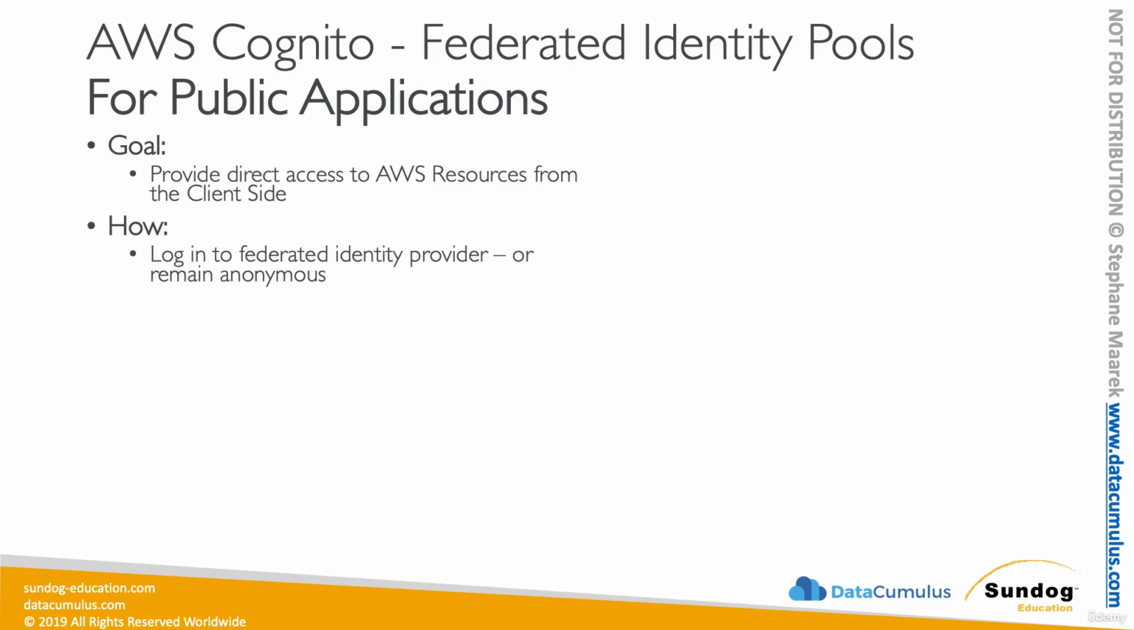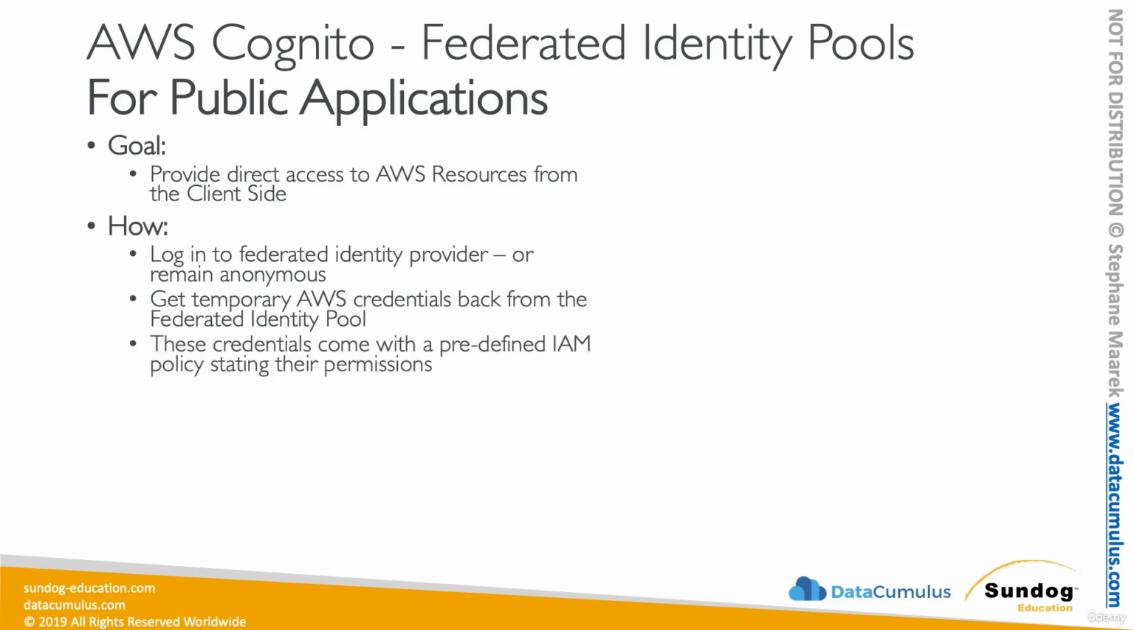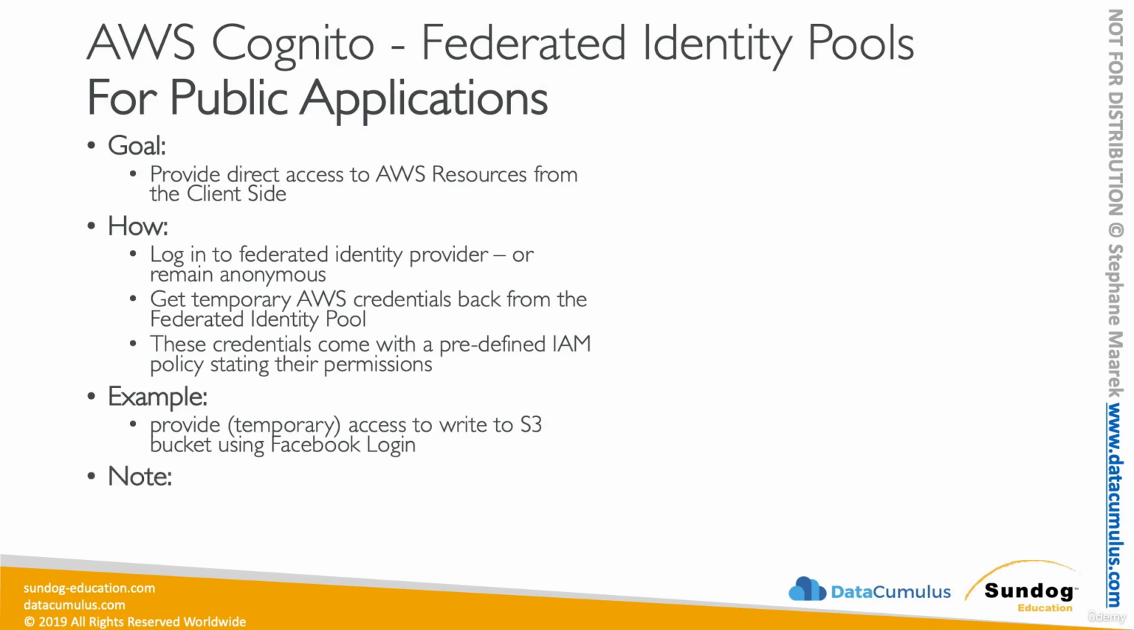Well, we log in through a federated identity provider, or we can remain anonymous. Then we get AWS credentials back from what's called a federated identity pool, and that comes straight from Cognito. And then these credentials will come with predefined IAM policy that basically allow users to do what they need to do. Don't worry, there's a graph. So an example of it is, anytime you want to provide temporary access to write to S3 buckets, maybe using a Facebook login, you should use AWS Cognito and federated identity pools.